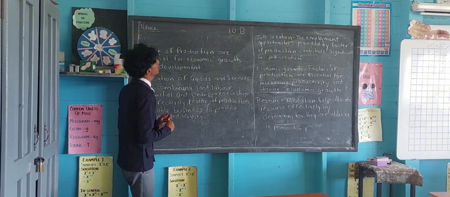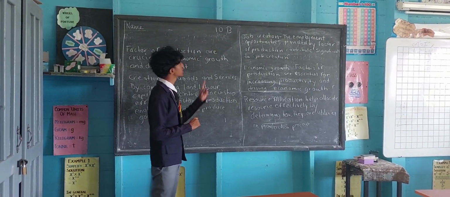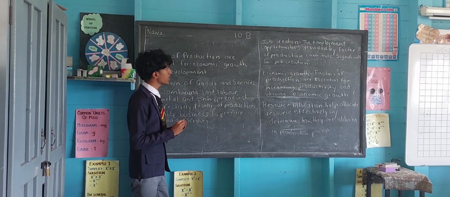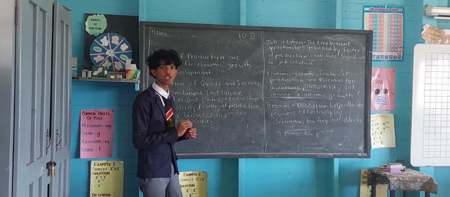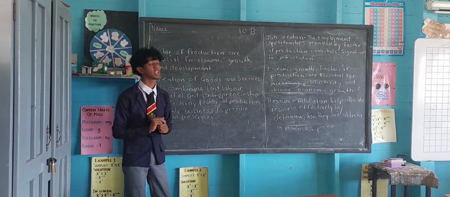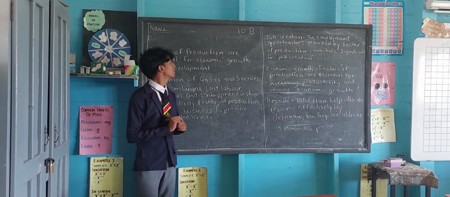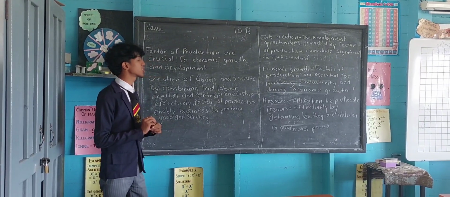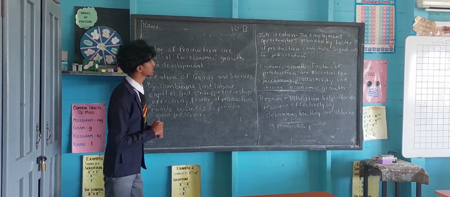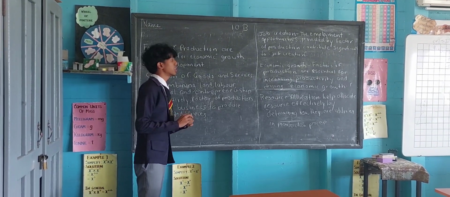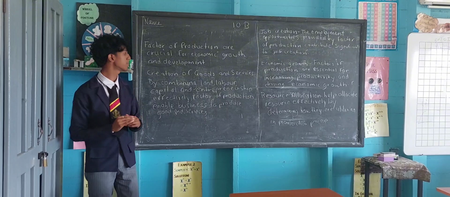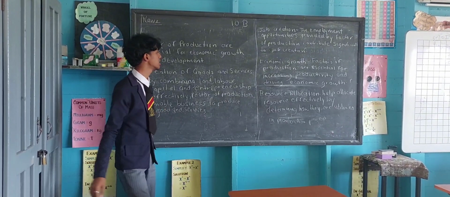The second importance of factors of production is job creation. The employment opportunities provided by the factors of production contribute significantly to job creation. Our third importance of factors of production is economic growth. Factors of production are essential for increasing productivity and driving economic growth. And the last importance of factors of production is resource allocation, and this helps allocate resources effectively by determining how they are utilized in the production process.